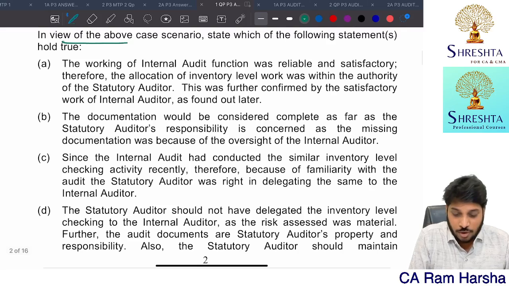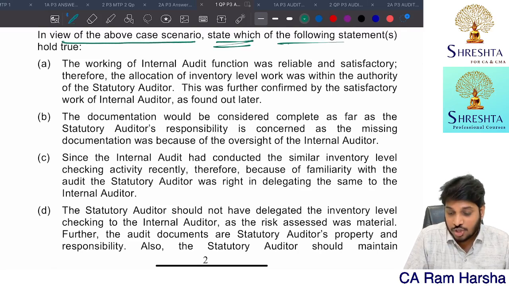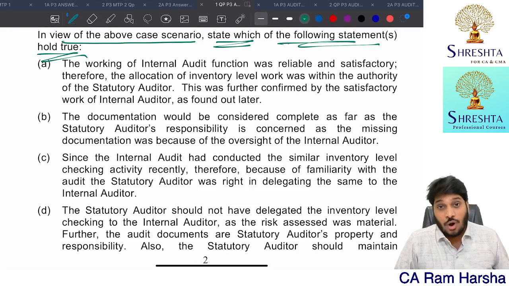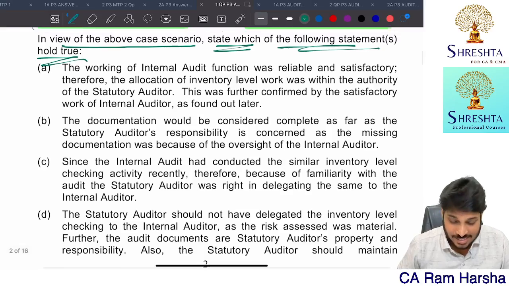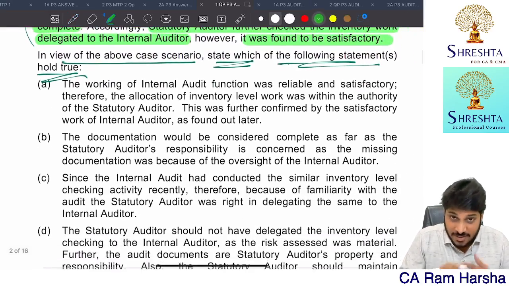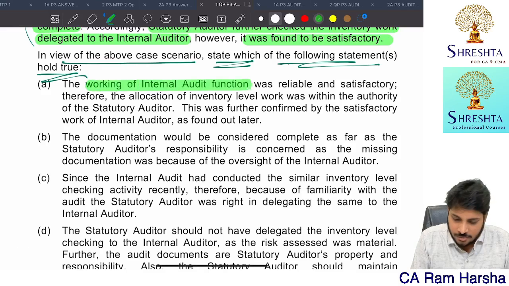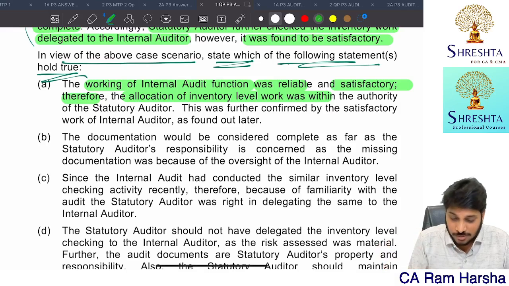Now, in view of the above case scenario, state which of the following statements hold true. What is the true statement they're asking? Just a minute. Yes. So look at the options. I think we analyzed it. Look at this. The working of the internal audit function was reliable and satisfactory. Therefore, allocation of inventory work. No, wrong. It's not correct.